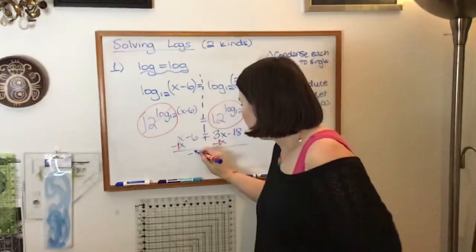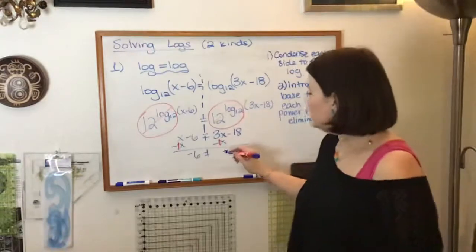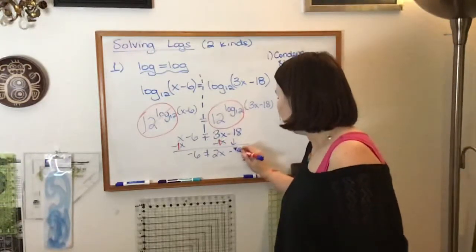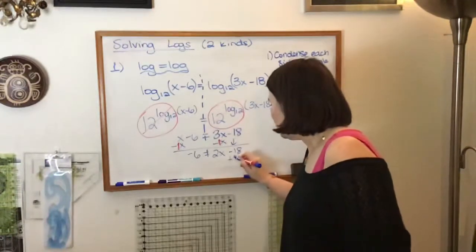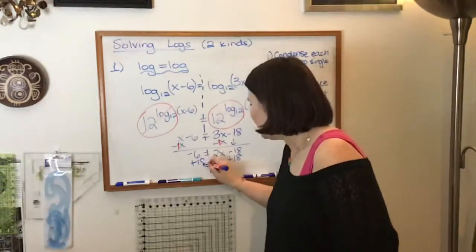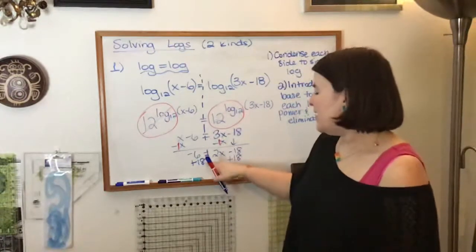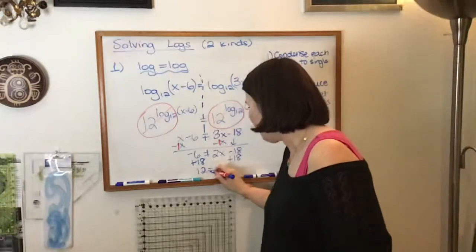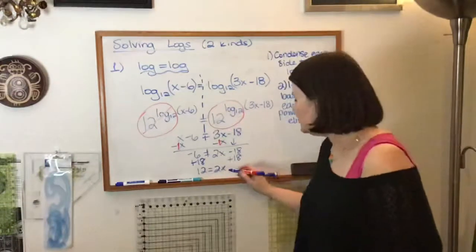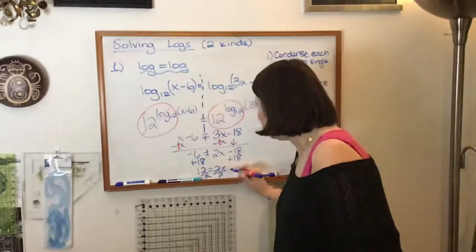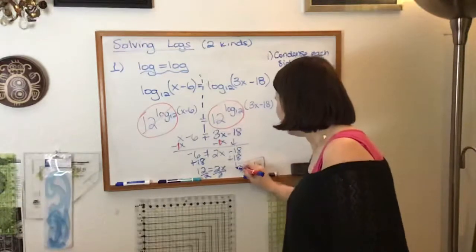Here they reduce. You're left with negative 6. 3x minus 1x is 2x. And we still have minus 18. Now I'm going to collect the numbers to the same side, so I add 18 to both sides. 18 minus 6, I believe, is still 12. So 12 equals 2x. I divide both sides by 2, so x is 6.